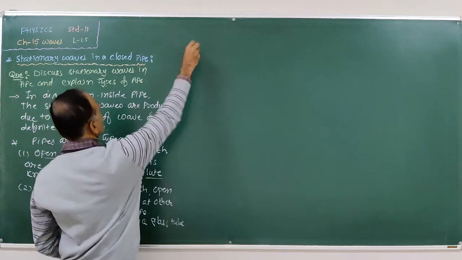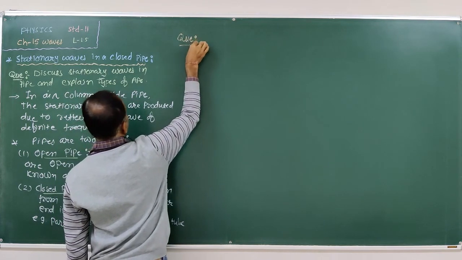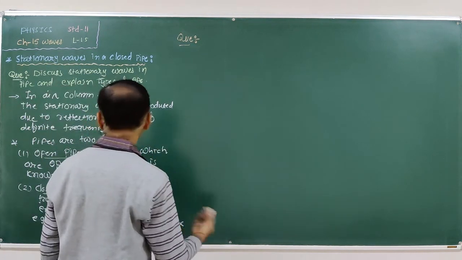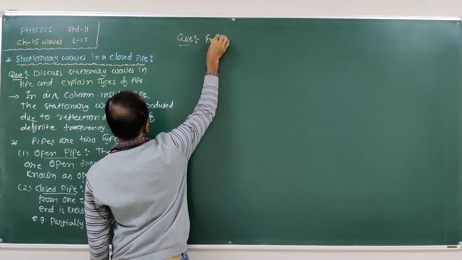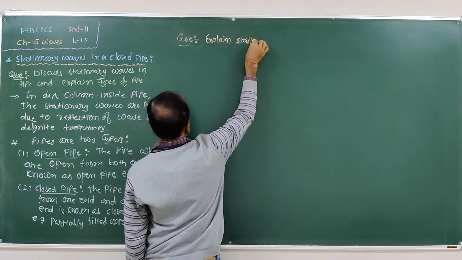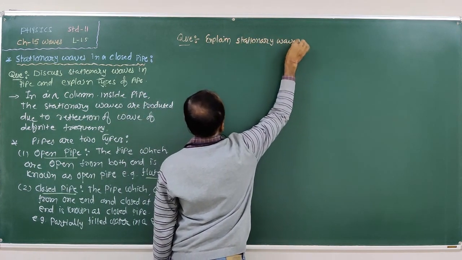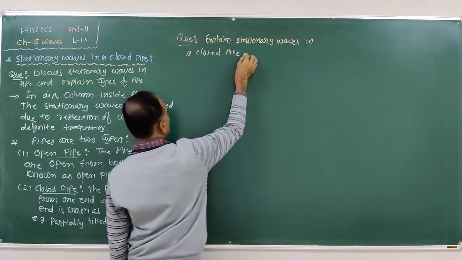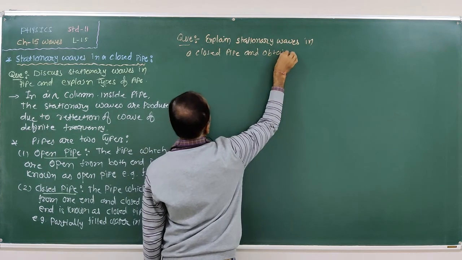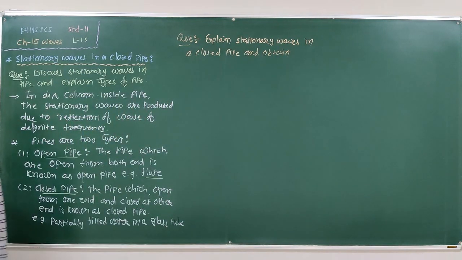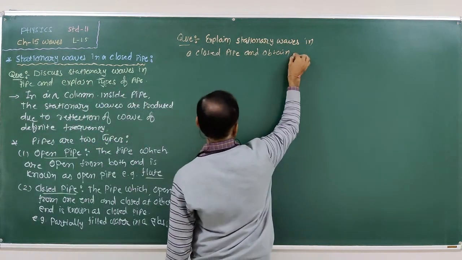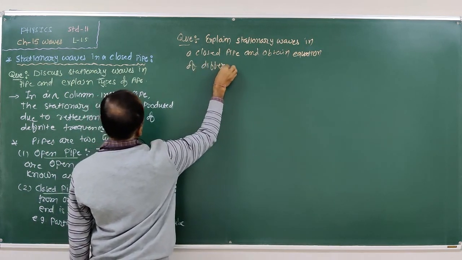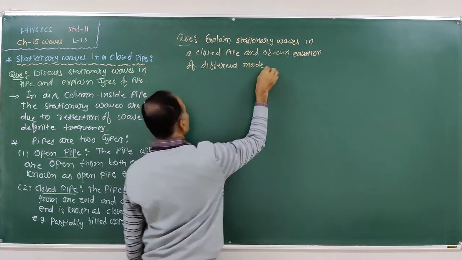Now our next question is: explain the stationary wave in a closed pipe and obtain the equation of normal modes for the different modes of oscillation.